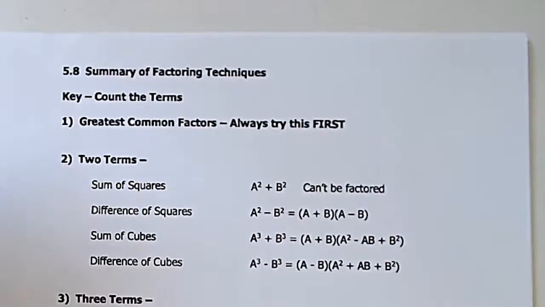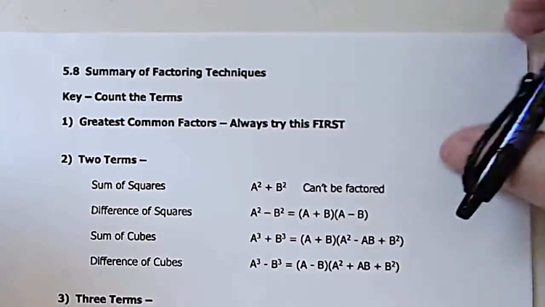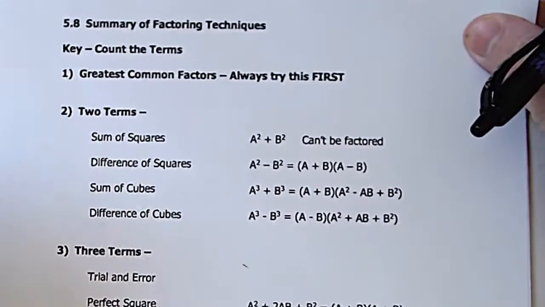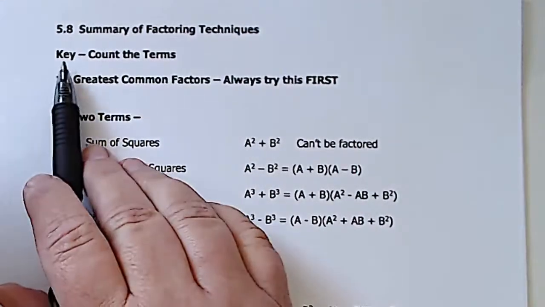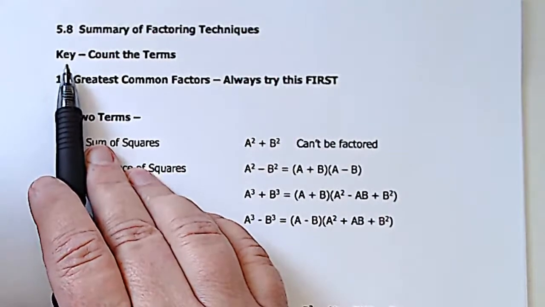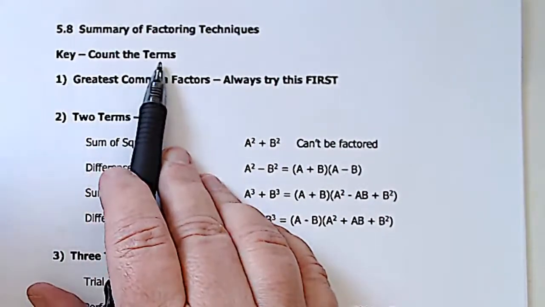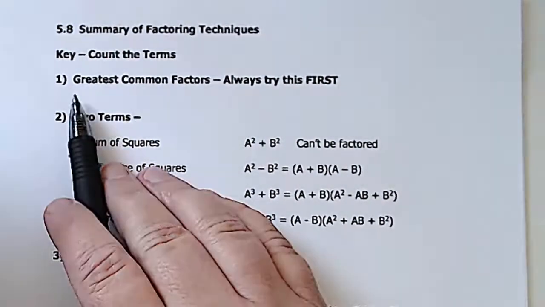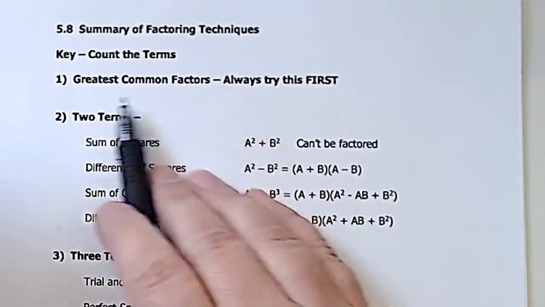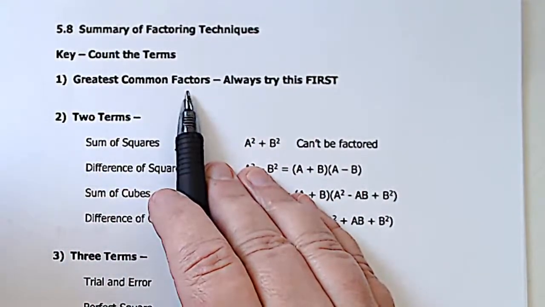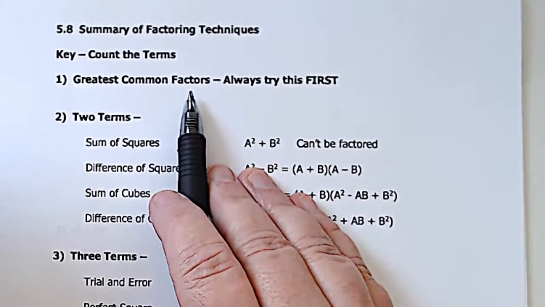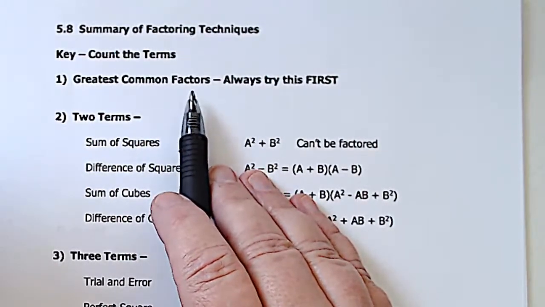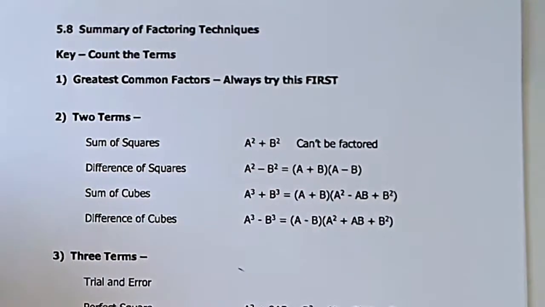So this first page doesn't have any problems on it. It's just a list of all the techniques. So let's go through. The key to all of this is going to be counting the terms. So I have organized all these rules according to how many terms there are. However, very first rule, always look for greatest common factors. So you look for anything that's common to all of the terms and factor those things out. It is never going to be better to leave that till the end. Never, never, never. Always do it first. So that's the first thing.